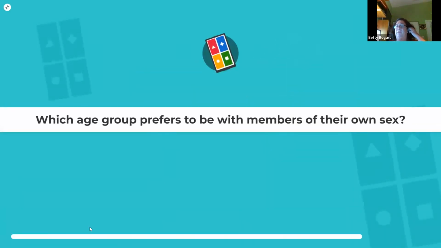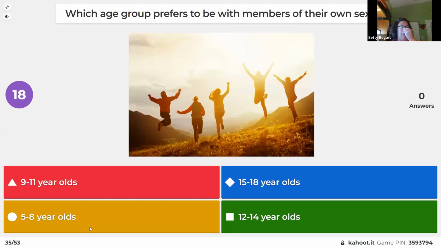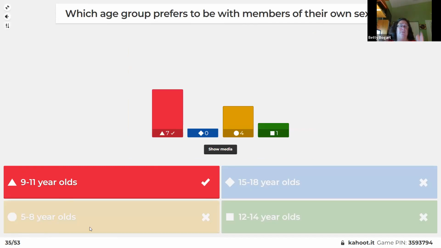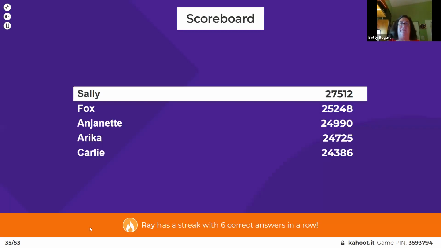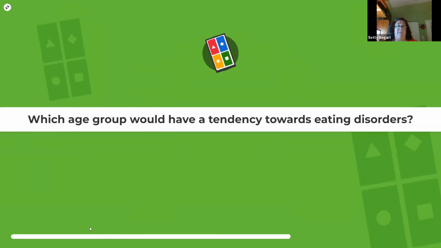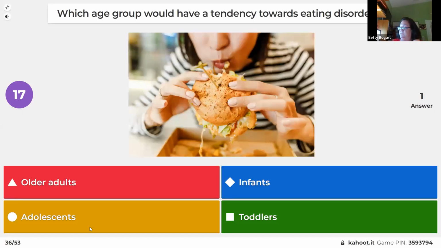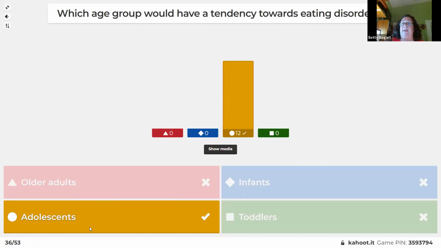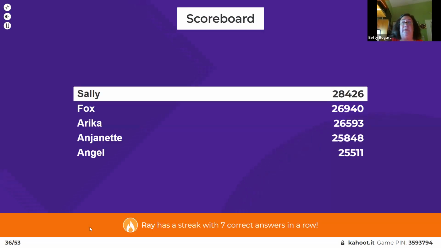Which age group prefers to be with members of their own sex? As Freud said, and heterosexuality, right? And that's your school age children, the later of the school age children. It's really important that they're with their own sex, same-sex peers. Which age group would have a tendency towards eating disorders? And that's your adolescents, not down to the school age children yet, but you never know.